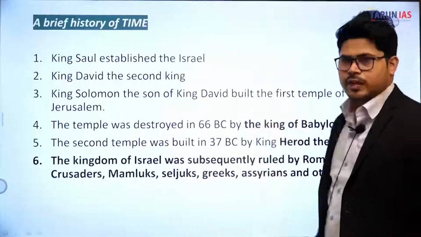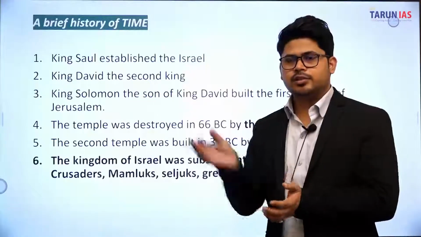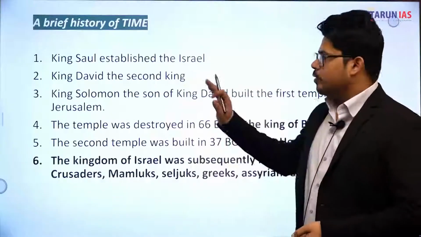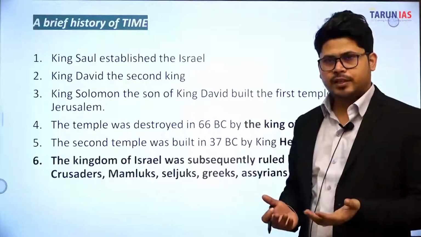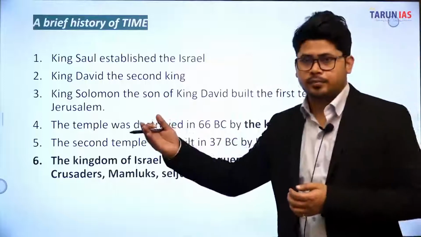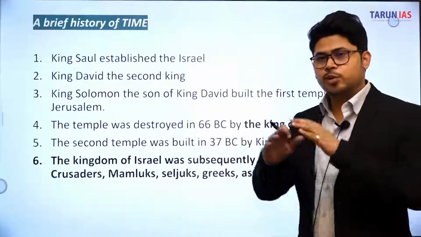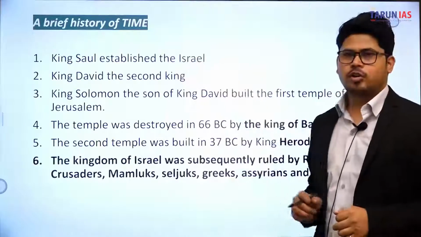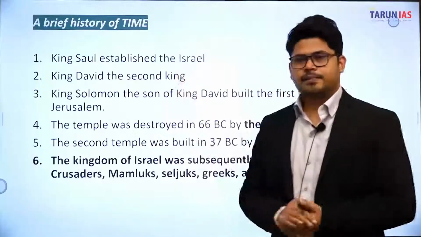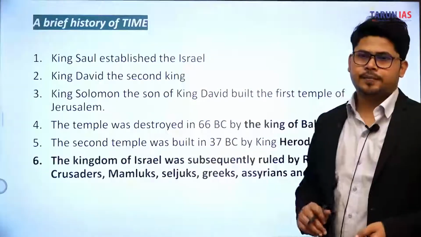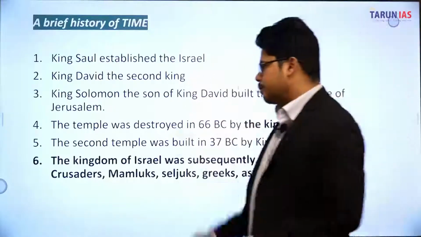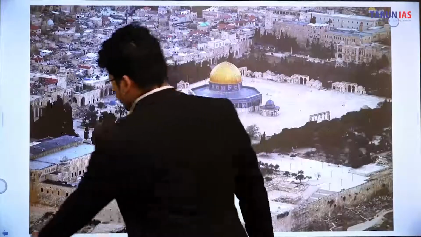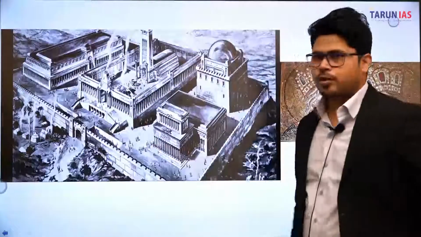See, King Saul established Israel. The Canaan land that I showed in the slide was established by King Saul. That was actually a Jewish kingdom, established by the sons of Abraham, and subsequently the first Jewish kingdom as a political entity was established by King Saul. King David was the second king. King Solomon was the son of King David, and he built the first temple of Jerusalem. This was the first temple of Jerusalem.